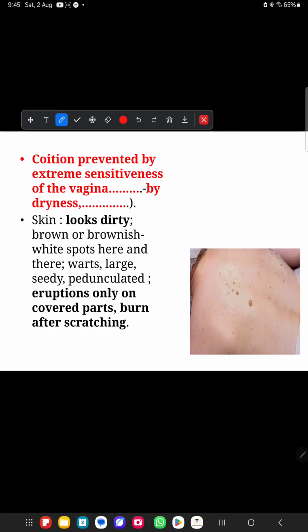And onion-like breath. Which medicine? Bad smell from the mouth like onion. Which medicine? Sinapis nigra is the medicine. Very good, excellent.